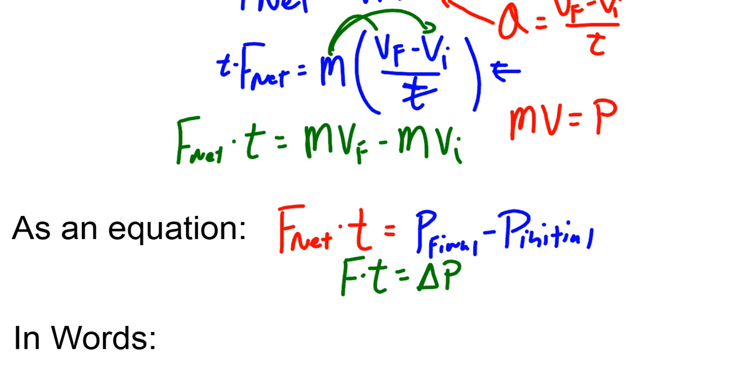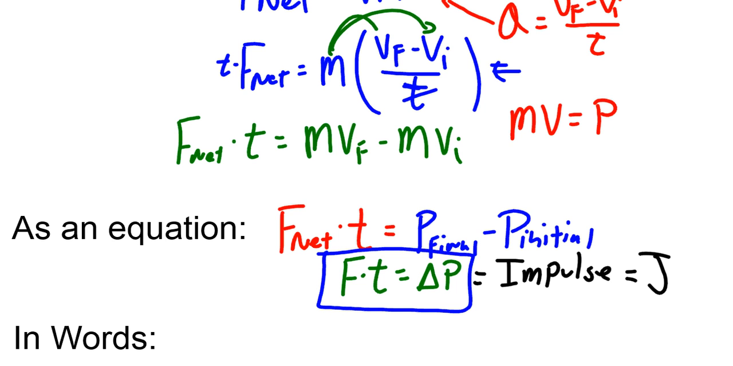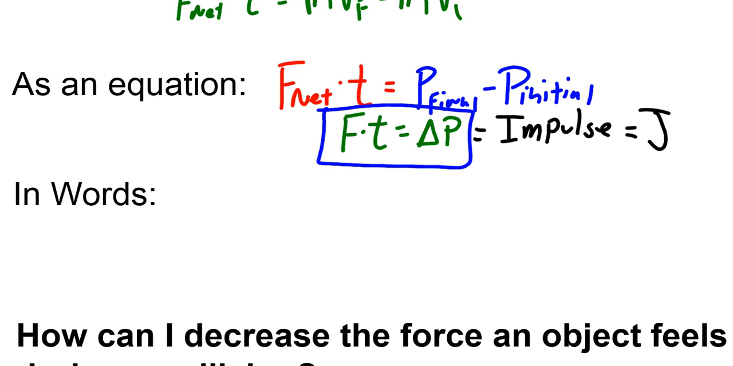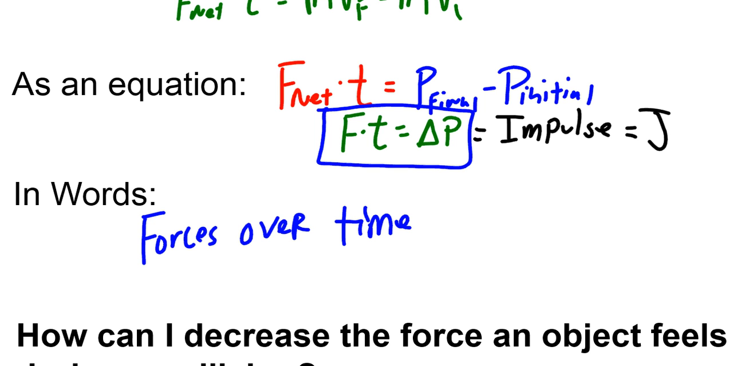We're going to call the change in momentum the impulse acting on an object, and we give it the letter J for impulse. But really the big formula here is force times time equals change in momentum. And thinking about this equation in words, I really like to think of it like this: forces over time change the momentum of an object. All right, I'll go ahead and write that down.